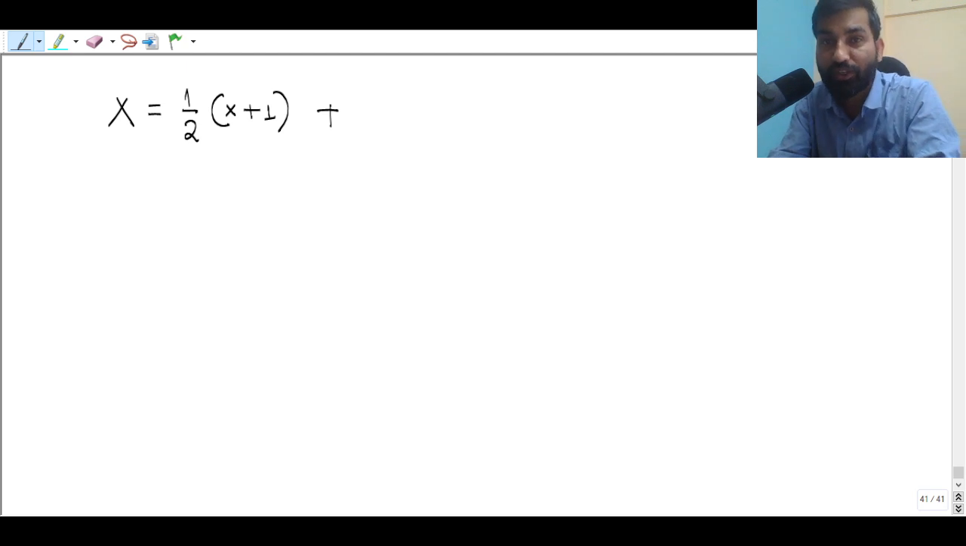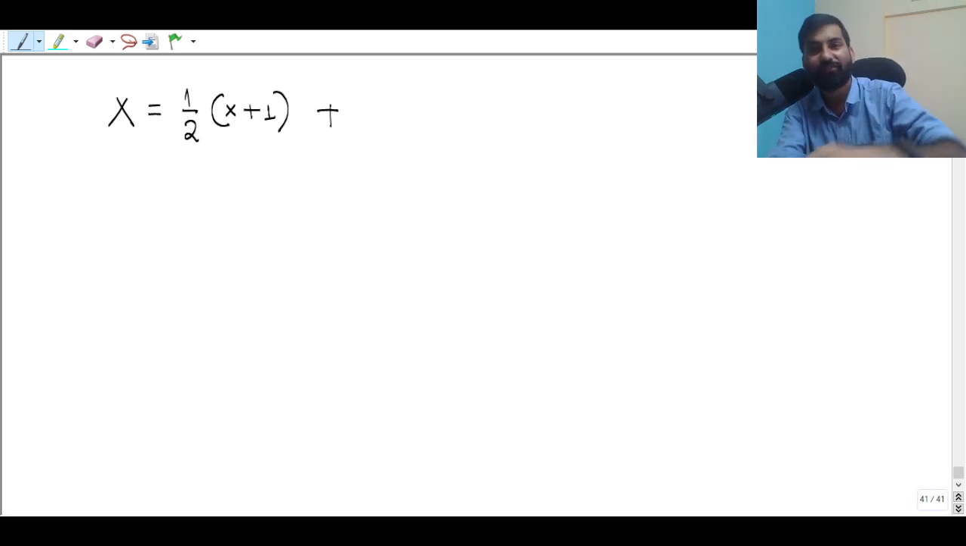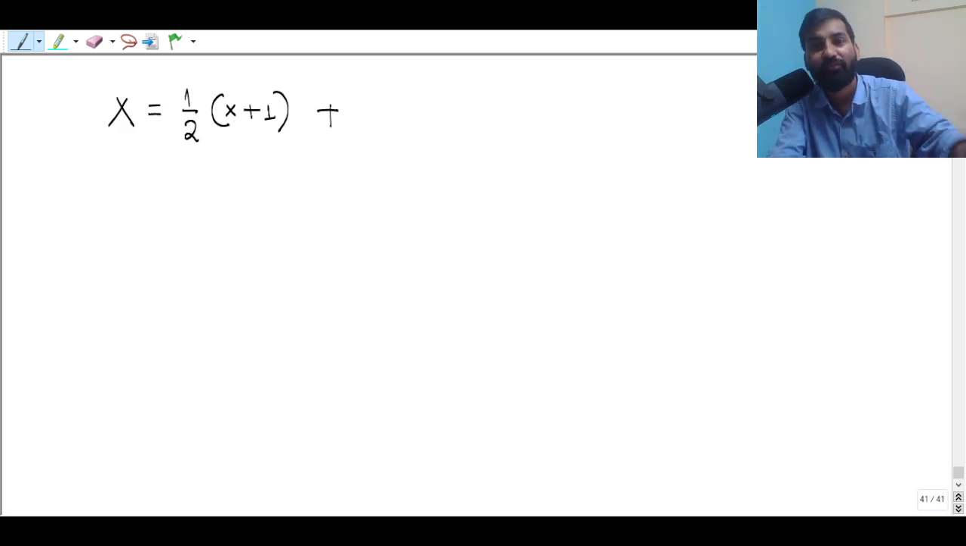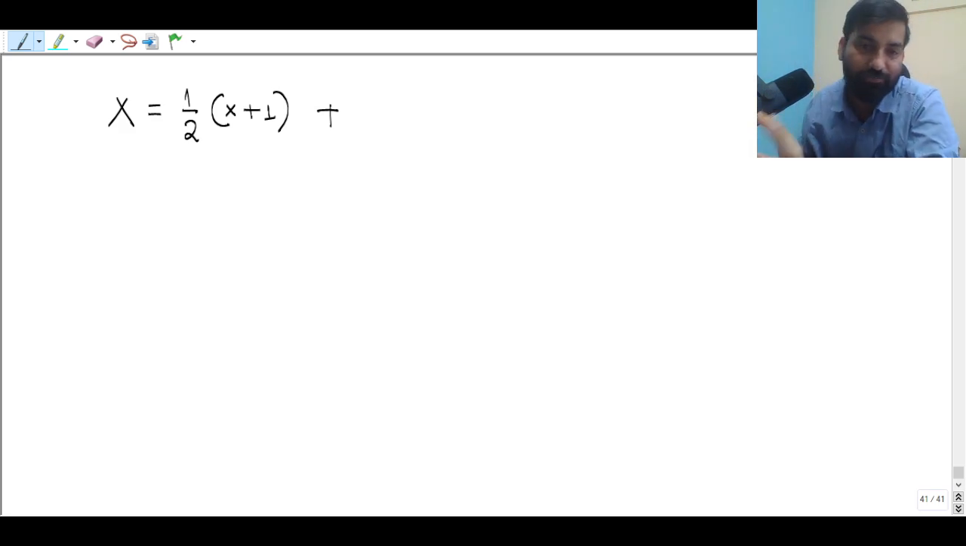Suppose you are throwing a die and you haven't got an even number, you got an odd number. What is the probability of getting an odd number? The probability of getting an odd number is half. And now how many times do you have to throw the die again? That is nothing but x plus 1. Why x plus 1? The 1 is nothing but the wasted throw. You have wasted a throw when you got the odd number, right? That is the first case.